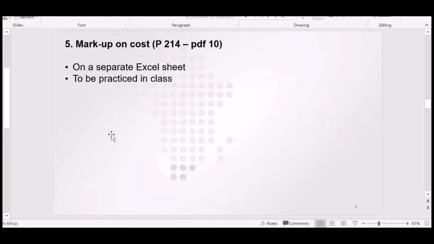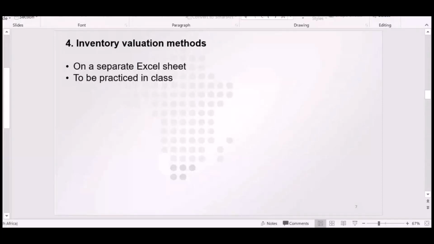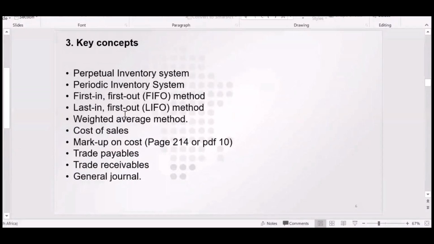In that regard, the cost of sales is the cost of the products that we have sold, and the markup is just the difference between the price that we have sold those products for and what it has cost us. That is basically the markup. Trade receivables and trade payables, I think everyone said they kind of understand what that is. We're not going to repeat, but just high level.